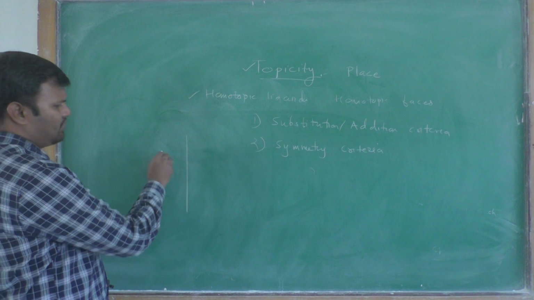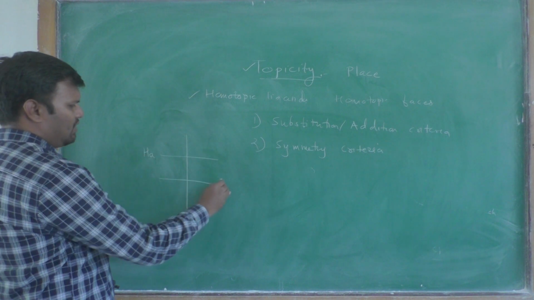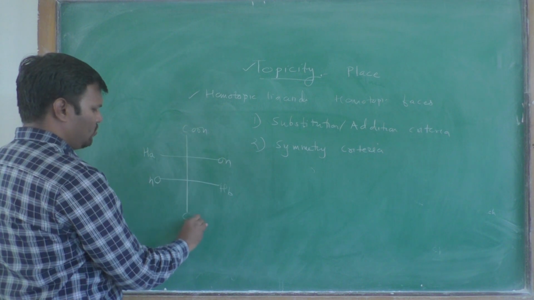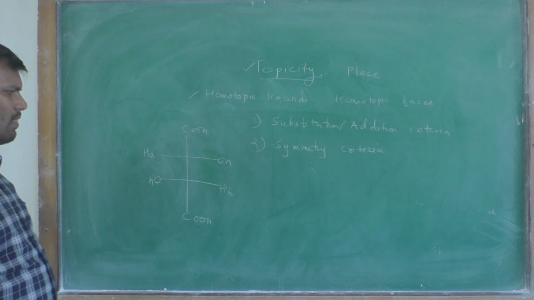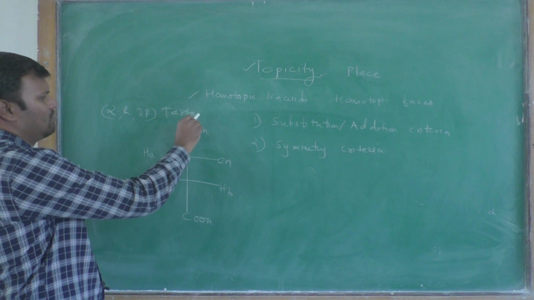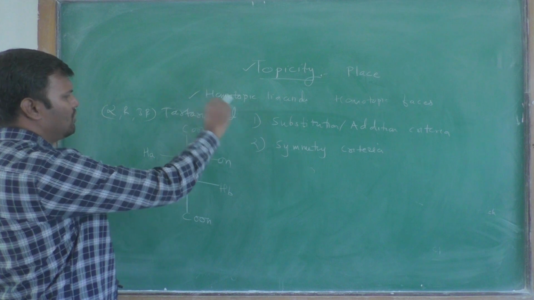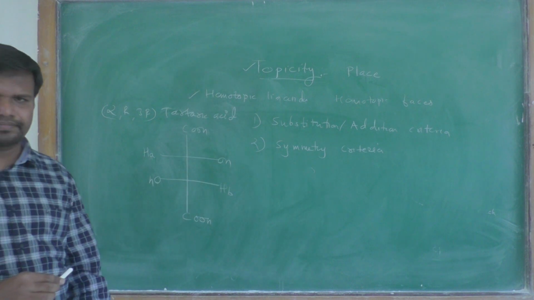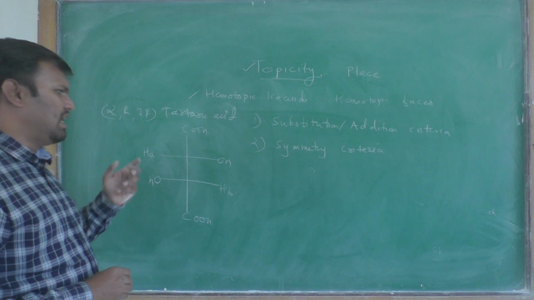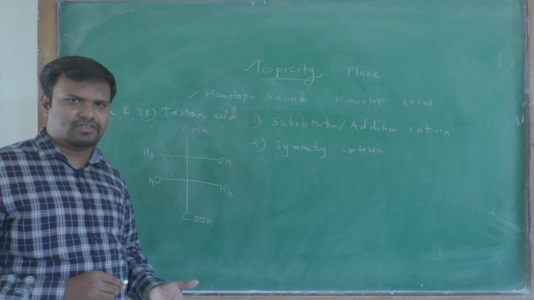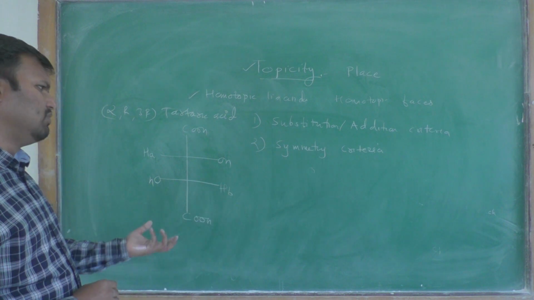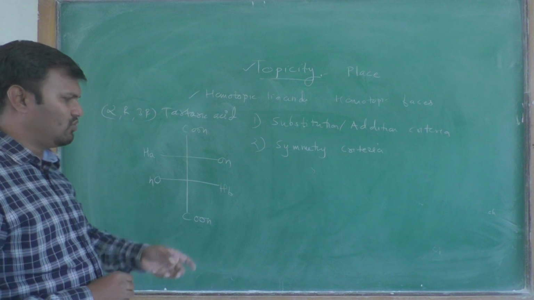Tartaric acid, if we draw it like this: HA, HB, OH, OH, COOH and COOH. This is the 2R, 3R tartaric acid. It is not necessary that the groups are attached to the same carbon atom to be considered homotopic, diastereotopic or enantiotopic ligands. The ligands may be attached to different carbons as well.